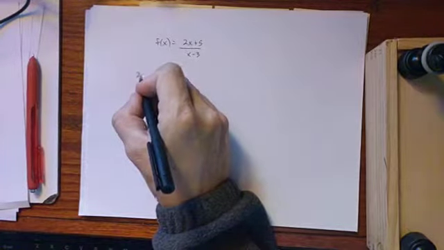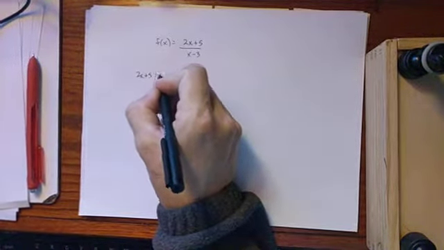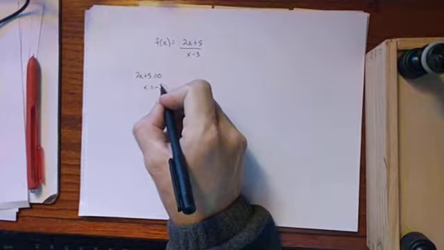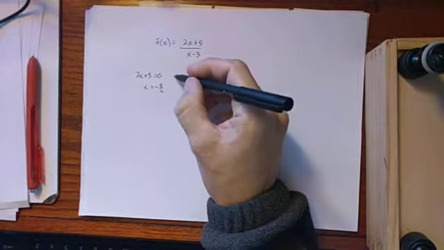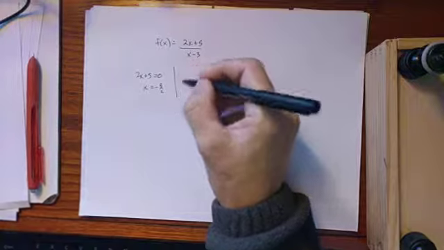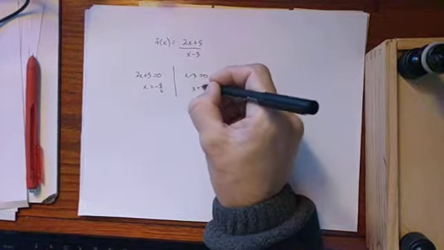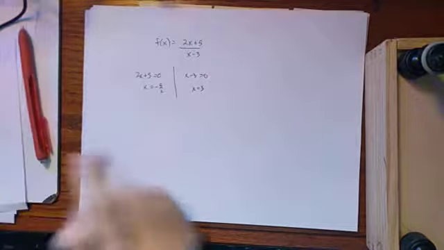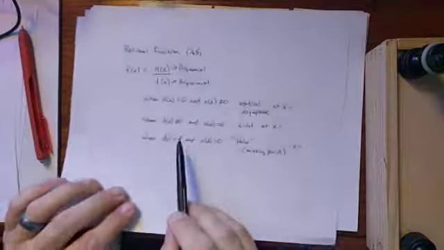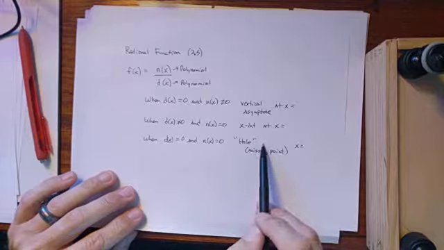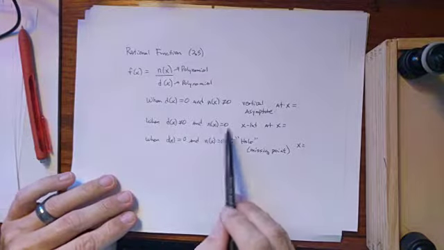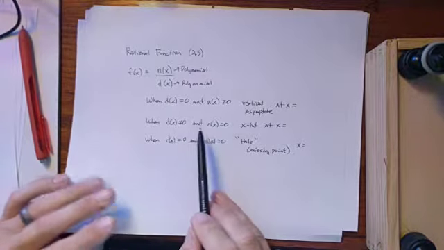We find out where the top is equal to 0, when x is negative 5/2, okay? We'd find out when the bottom is equal to 0. That's when x equals 3. So these don't equal 0 at the same time, so there's no hole in the graph. But when one is 0, the other one isn't 0, right?